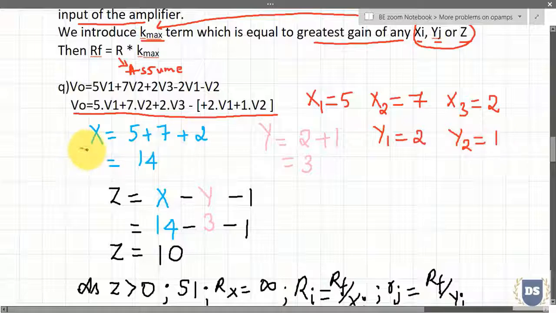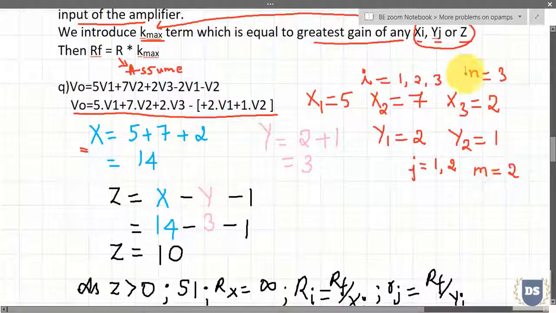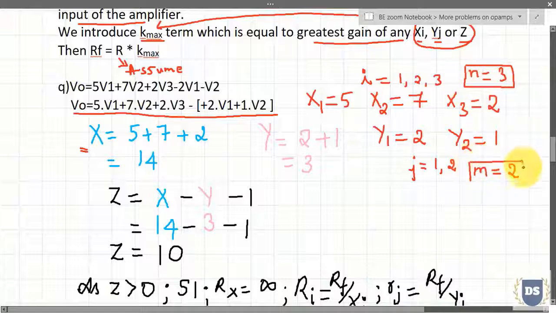And in order to calculate the variable x, I will be adding all the values of x, where i is starting from 1 to 3 and j can take on only two values. Here n is equal to 3 and here m is equal to 2, where n indicates the number of non-inverting inputs and m indicates the number of inverting inputs.